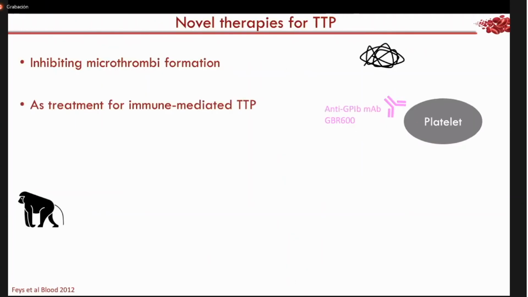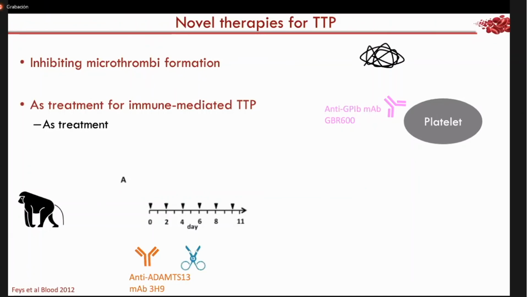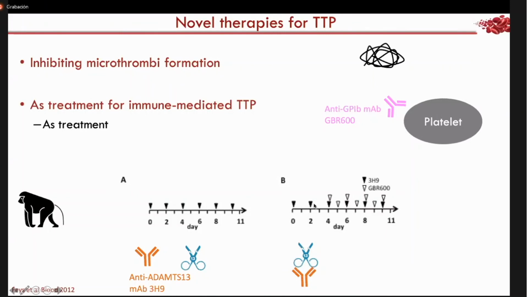But then what about treatment? Can we also treat TTP patients? Because that is the most logical thing to do. Patients end up in the hospital with the TTP bout, so you need to treat them. So we have had, of course, the same control group. And now what was the treatment group? In the treatment group, we first injected the antibody, 3H9. And only after day 4, when we know the baboons had TTP, we injected them with the antibody that prevented formation of microthrombi. And that for up to day 10.